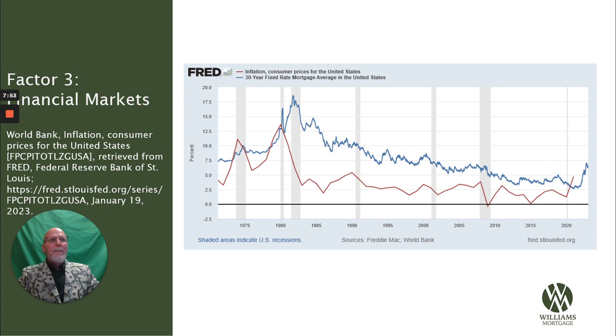Now, the third risk factor is the monetary condition of the economy. Financial markets can affect mortgage rates in a number of ways. Long-term mortgage rates are determined by the yield on mortgage bonds. When mortgage bond yields are low, mortgage rates are low. When mortgage bond yields are high, mortgage rates are high.